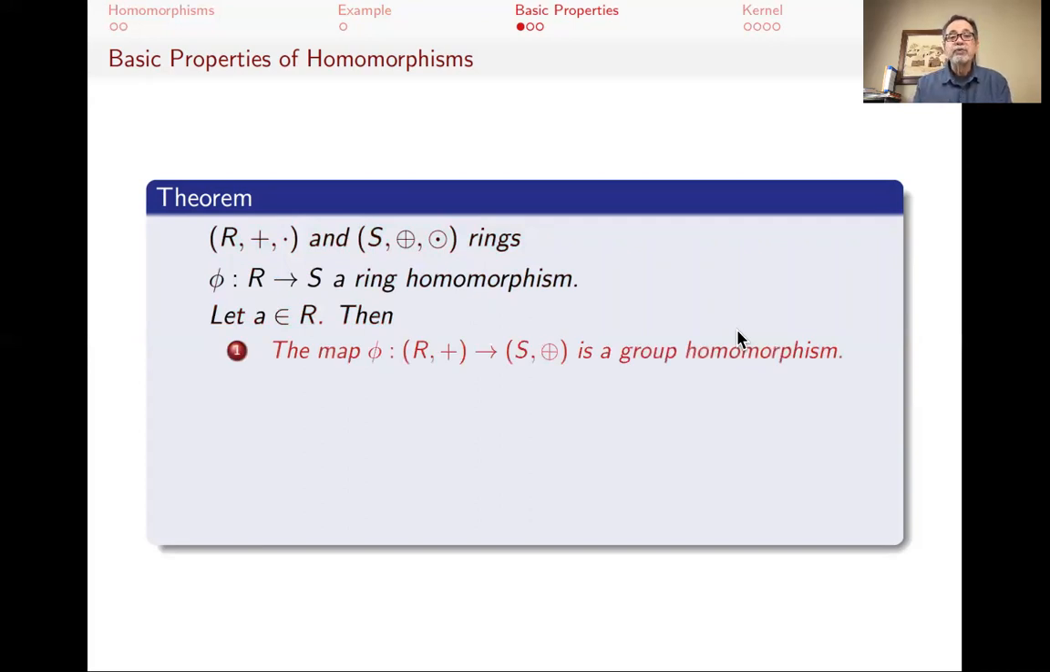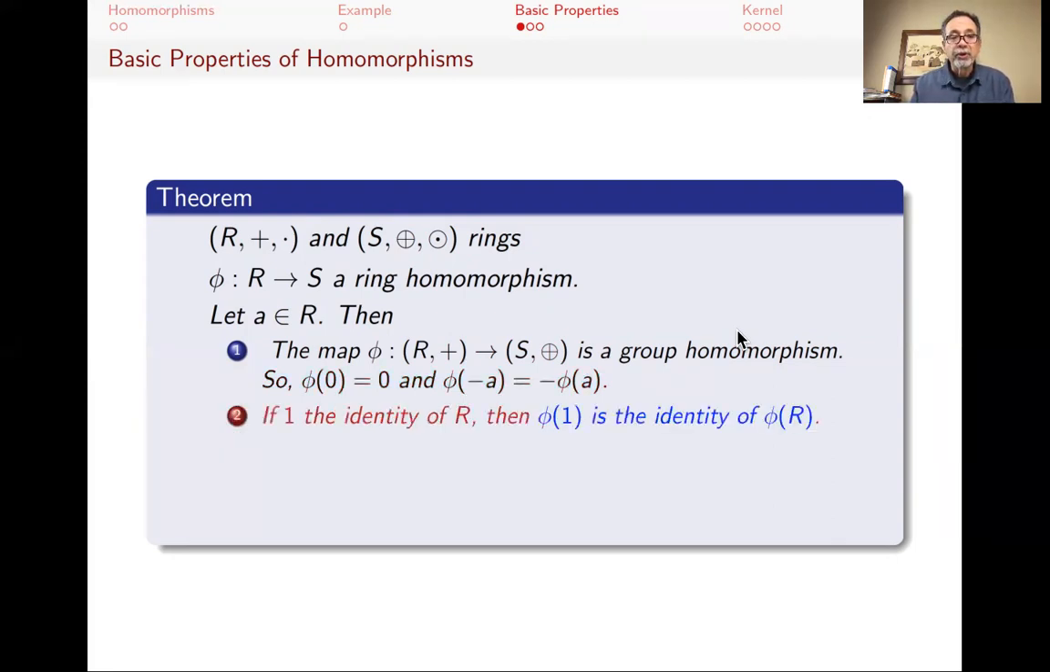First of all, if you ignore multiplication and you just focus on addition in R and S, well, R with the plus is an abelian group. That's what a ring is. When you have a plus, you have an abelian group. And S with its plus is also an abelian group. And the map phi, if you ignore multiplication, is a group homomorphism. And so all the properties that group homomorphisms have, phi will have. So in particular, zero of R goes to zero of S, and the negative of every element goes to its negative. So phi of minus a is minus phi of a. And you would prove this just like you would in group theory.